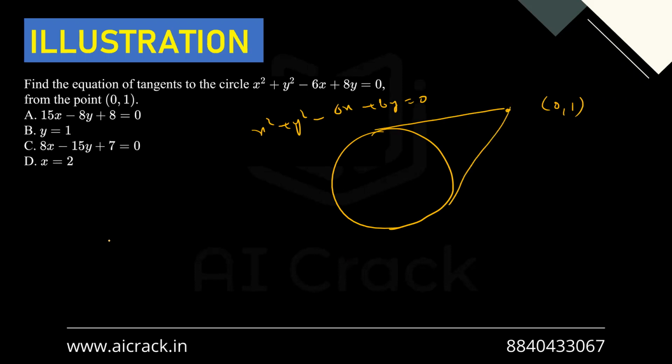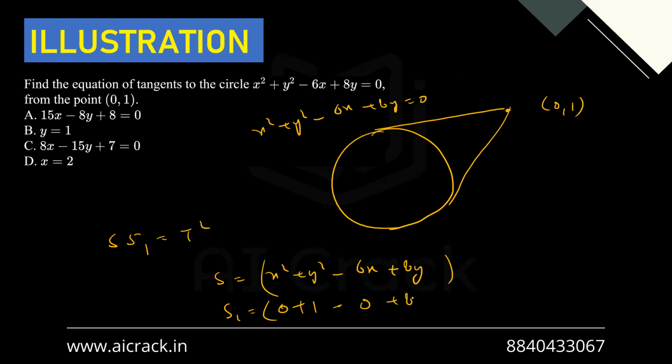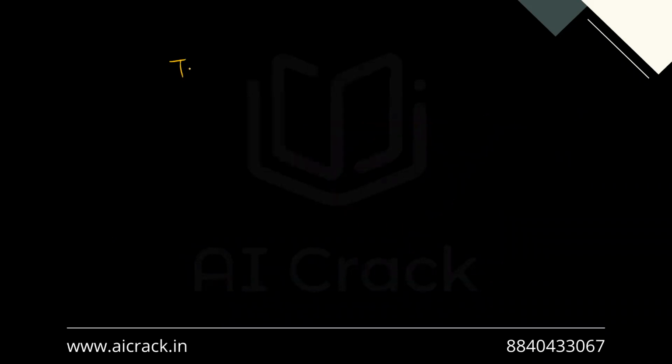So we'll be using S S1 equals T square notation. So S would be x square plus y square minus 6x plus 8y only, right? This is our S. S1 would be, basically we have to plug this point in this expression. That would be 0 plus 1 minus 0 plus 8. So that would be 9. So S1 equals 9. And T would be over here.